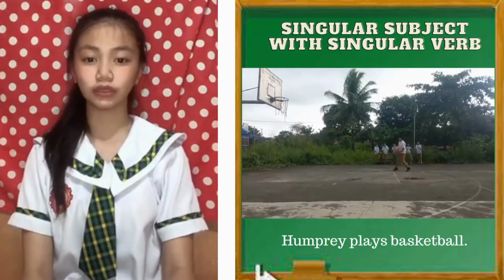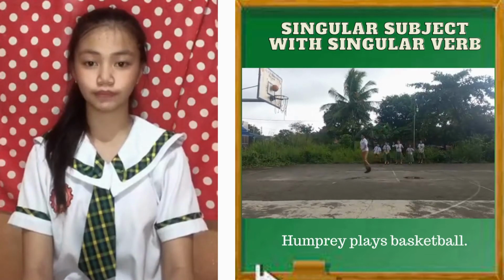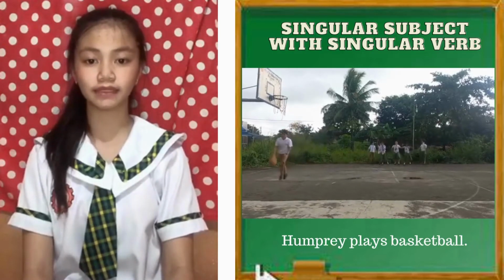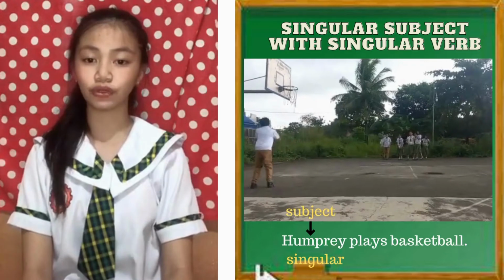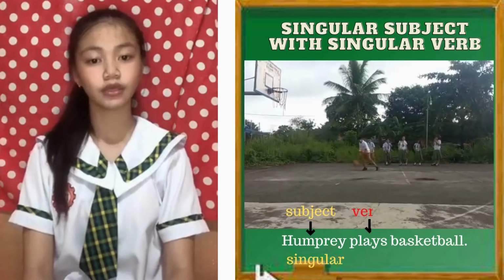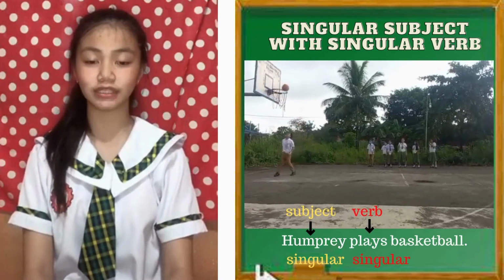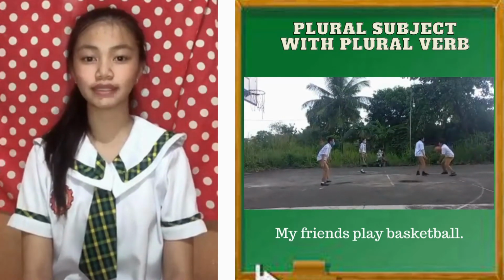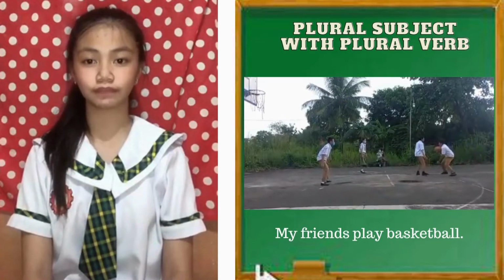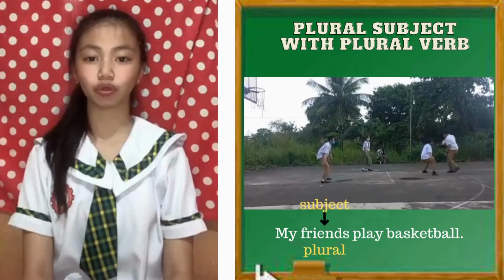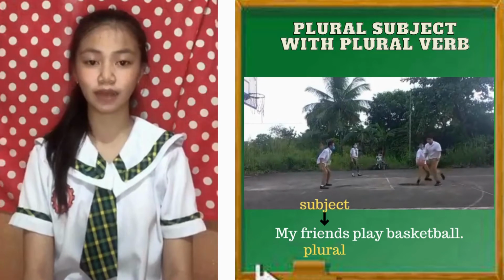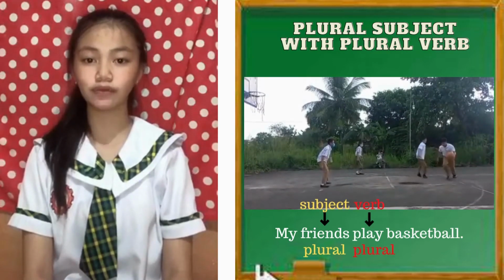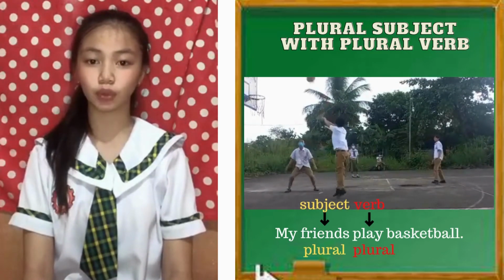Example, for singular subject with singular verb: Humphrey plays basketball. Humphrey, the subject, is singular, so we use the singular verb, which is plays. Another example, for plural subject with plural verb: My friends play basketball. The noun is in plural form, which is our subject, and we use the verb play, which is also in plural form.